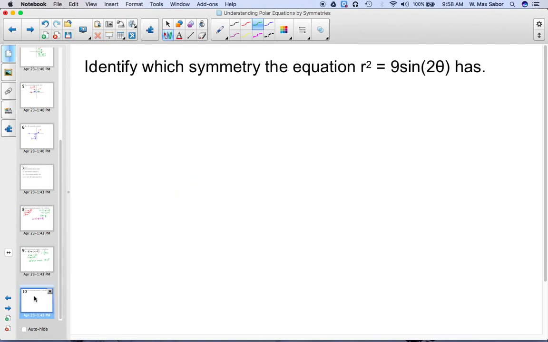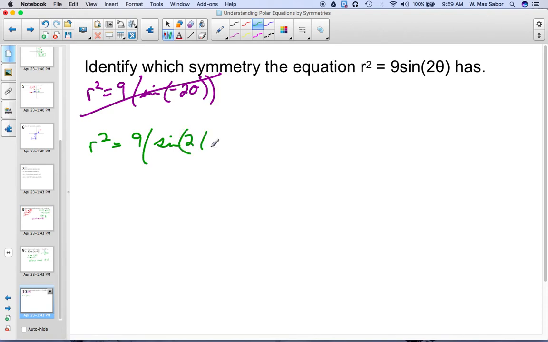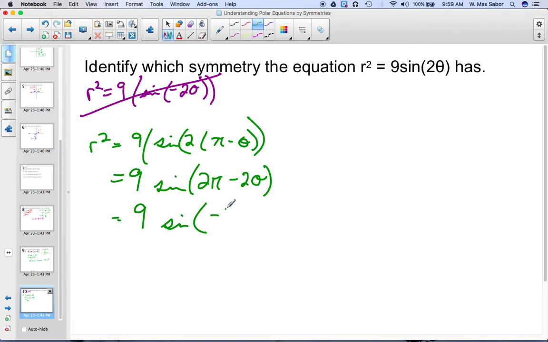What type of symmetry does this have? Well, if we replace theta with negative theta, we get negative 2 theta, which we saw earlier does not work. If we replace it with pi minus theta, we get 9 sine of 2 pi minus 2 theta, which is 9 sine of negative 2 theta. That doesn't work. That's not the same.